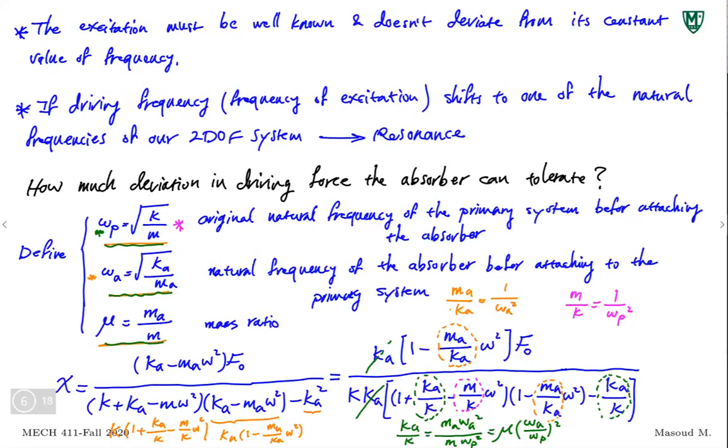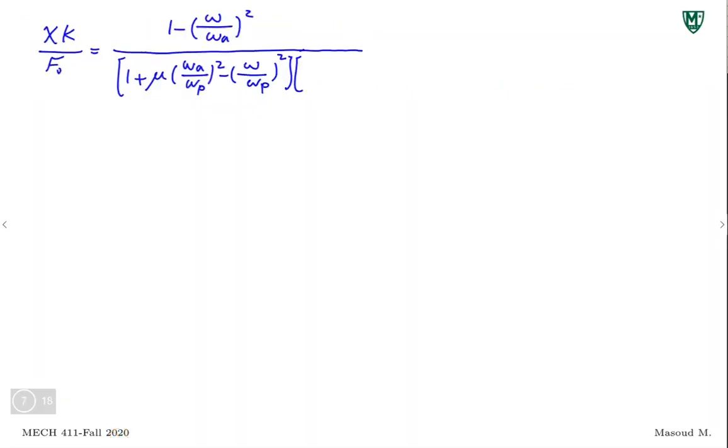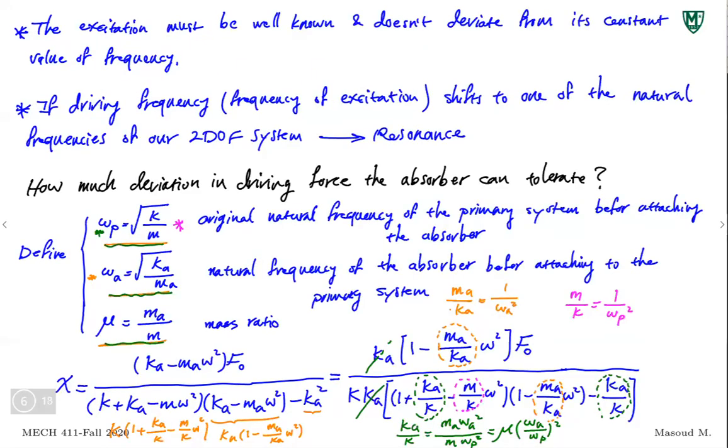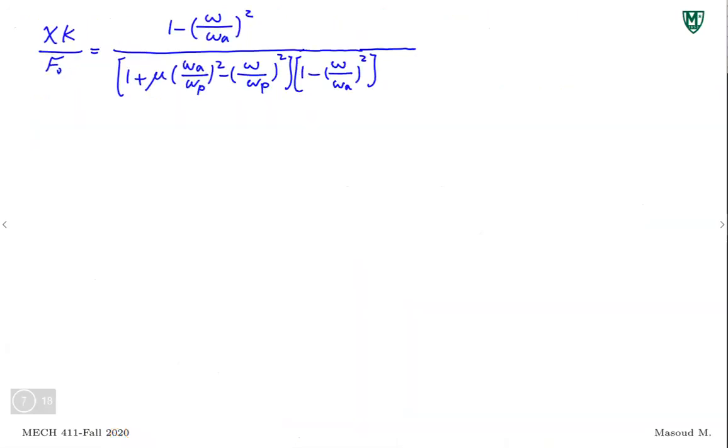Second term, I have 1 minus, well, I said ma over Ka would be 1 over omega a squared. So this becomes omega over omega a squared. So this becomes 1 minus omega over omega a squared. I'm going to close this bracket. This is the second term. The last term, minus Ka over K, well, we said Ka over K would be mu omega a over omega p squared. So I'll just put it there. Minus mu omega a over omega p squared.